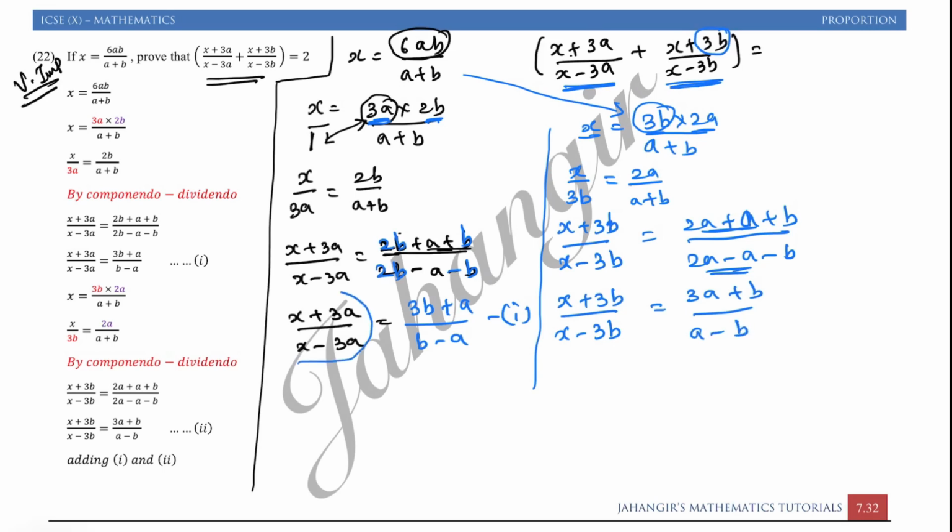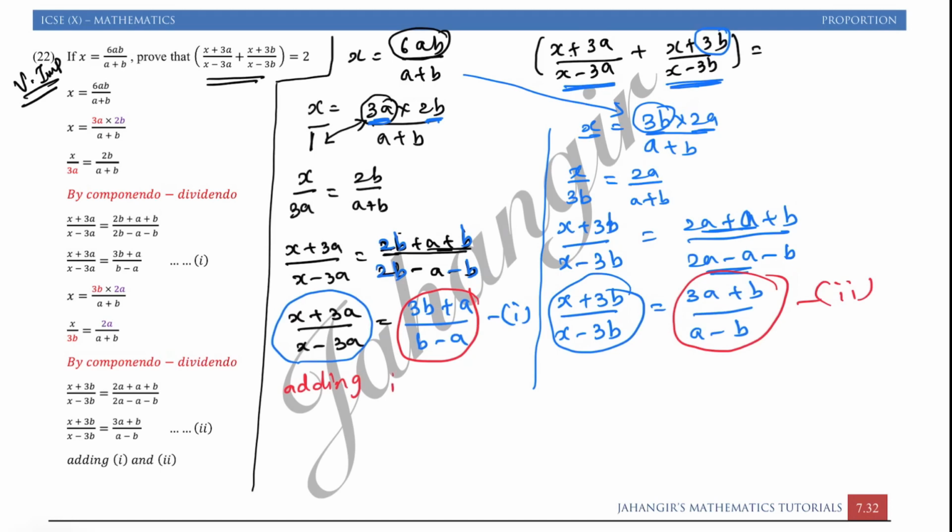Now we will add both left hand side. At the same time we can add both right hand side. These two will be added. This we will say as 2. Now adding 1 and 2, adding 1 and 2. It's on next page.